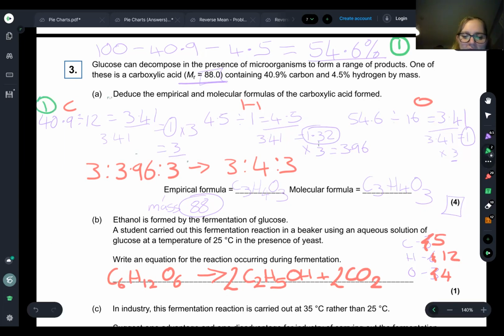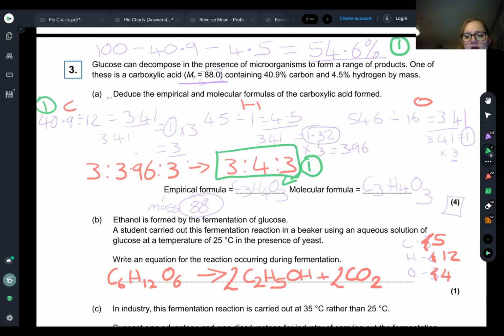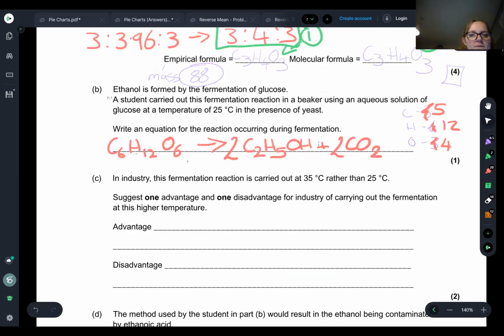You would then get a mark for working out the ratio, but this ratio to the integer. So all this next bit is just working out the ratios. Then you get another mark for working out the ratios, because that ratio will then give you your empirical formula. So mark 1, mark 2, mark 3, and then your 4th mark is for giving your molecular formula. So that's where all 4 marks come in.